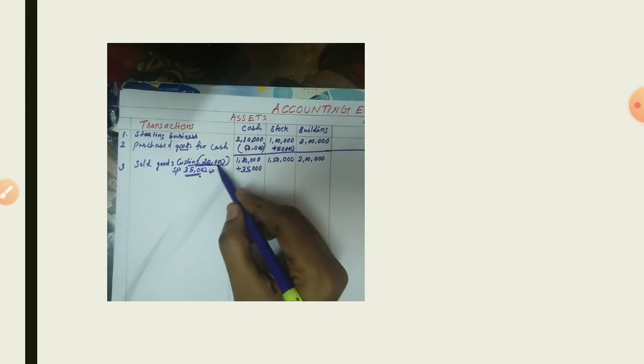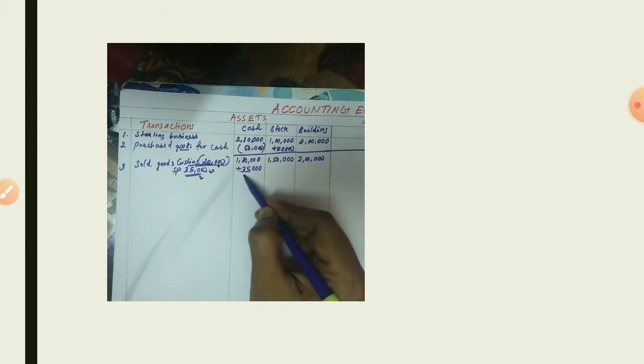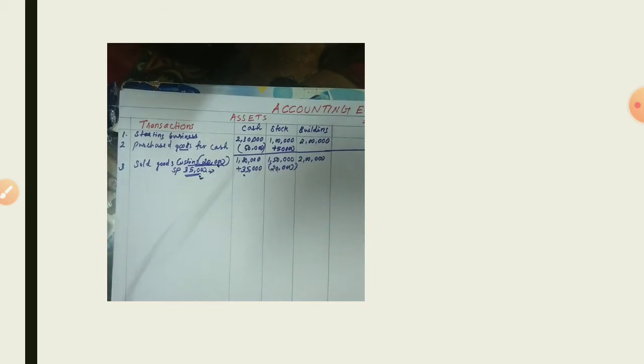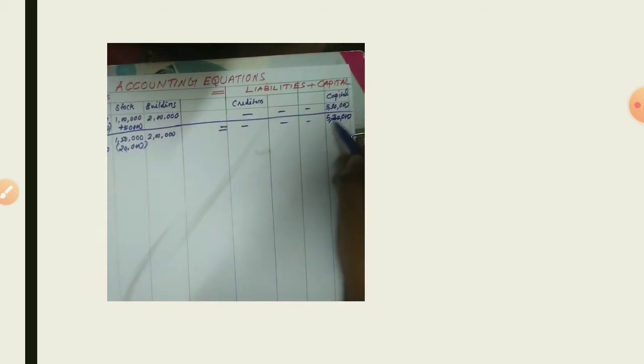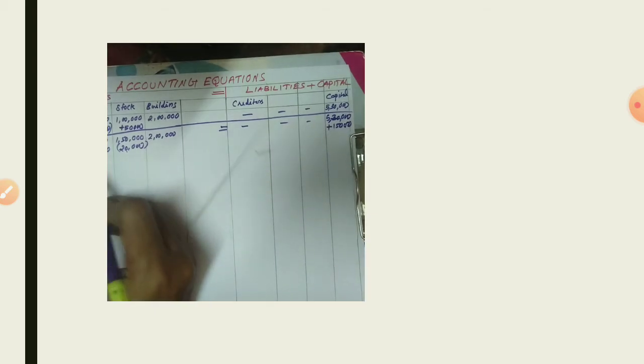Okay, so goods, how much are we selling? 20,000, but we are getting 35,000. So that's why cash is 35,000. Goods 20,000 has gone, so minus 20,000 from goods. So what is the profit here? 15,000. The difference that we have to add with the capital. So plus 15,000.